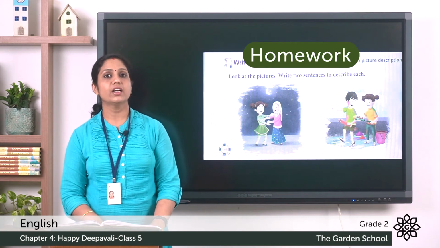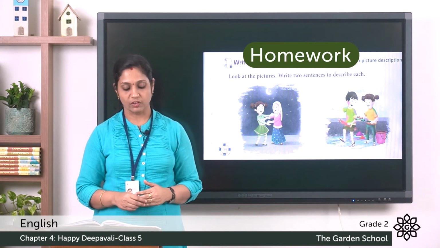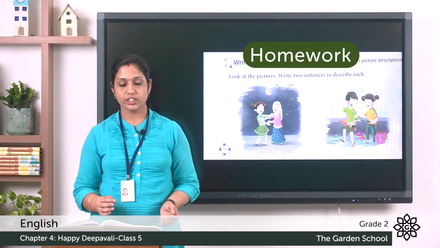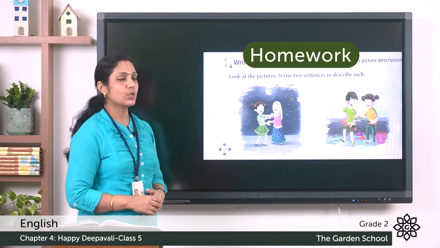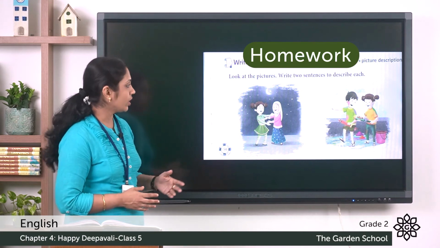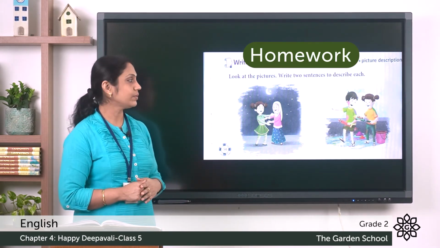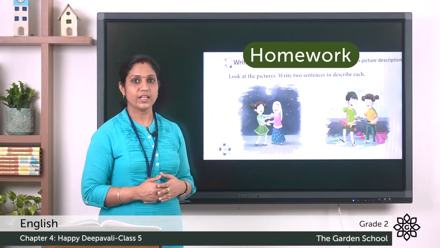Next, we have the writing. You can see pictures given there, right? So, now let's see what has to be done there. Look at the pictures. Write 2 sentences to describe each. So, in this first picture, what can you see? You can see 2 children celebrating Ramzan. You can see the moon in the sky, and they are celebrating Ramzan. And who celebrates Ramzan? The Muslims celebrate Ramzan.